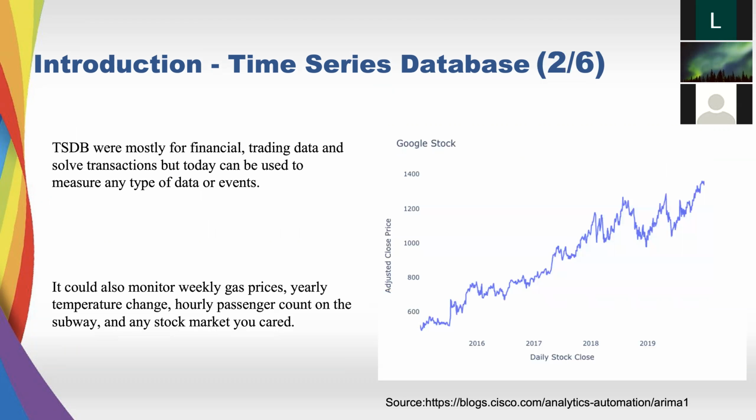Time series databases were mostly used for financial trading data and stock transactions, but today they can be used to measure any type of data or events. They could also monitor weekly gas prices, yearly temperature change, hourly passenger count on the subway, and any stock market you care about. So here is another example, as you can see from this diagram. It keeps monitoring the Google stock price from 2016 to 2019.